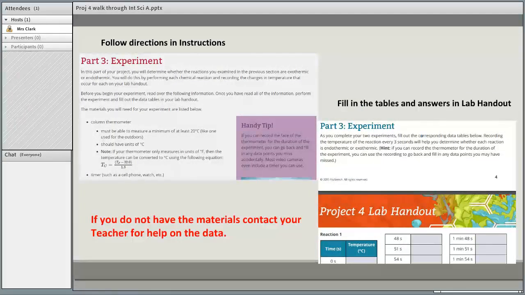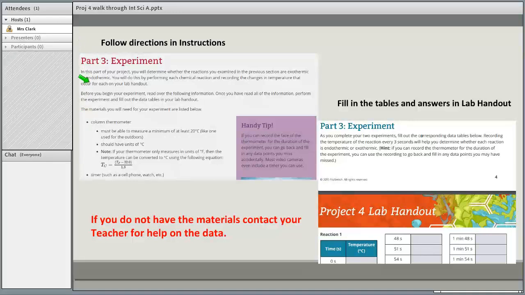Part 3. That was part 2, just those equations and those questions. Now part 3 is actually doing the experiment. Follow the directions in the lab instructions, not the handout. The handout does not have any of the instructions.